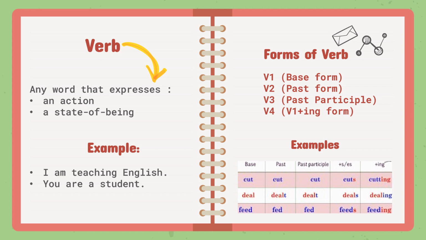Now, the next thing that we need to understand is what is a verb? Any word that expresses an action or a state of being is a verb. For example, I am teaching English. What is the work which is being done over here? Teaching. So this is your verb. This is the main verb. And am is helping verb.